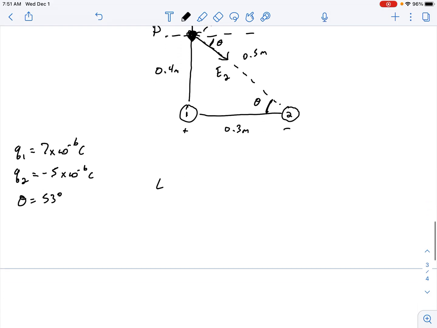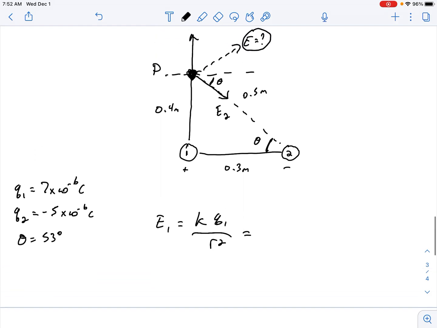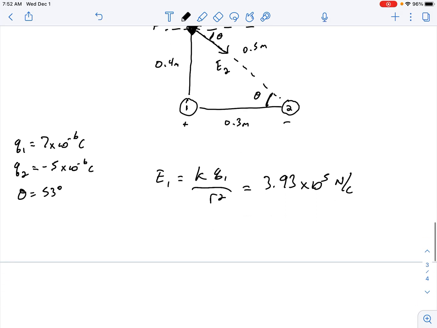So E1 equals K Q1 over R squared, which equals, R is this one, because we're talking about Q1, that's R is this one, and Q1 is this. So that gives us a value of 3.93 times 10 to the 5 newtons per coulomb.